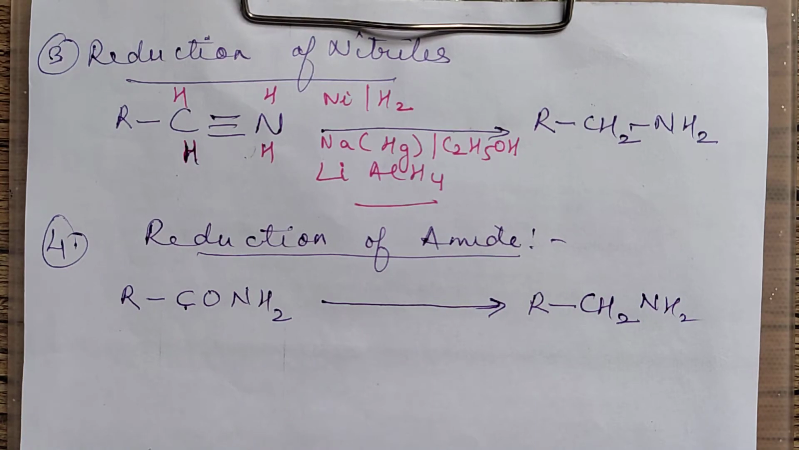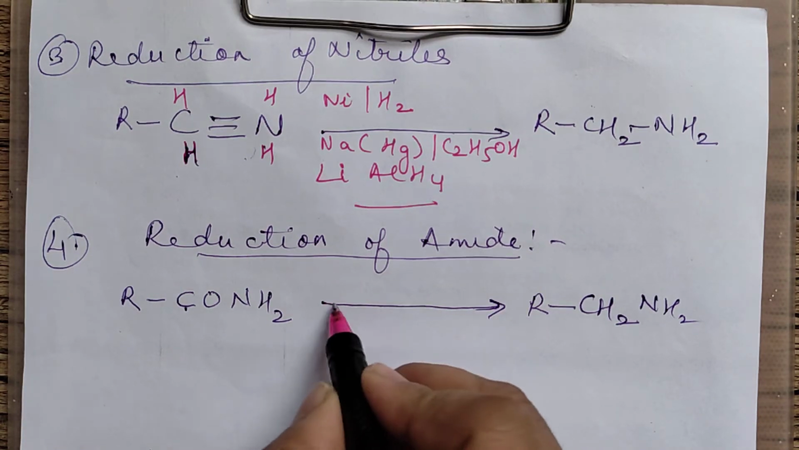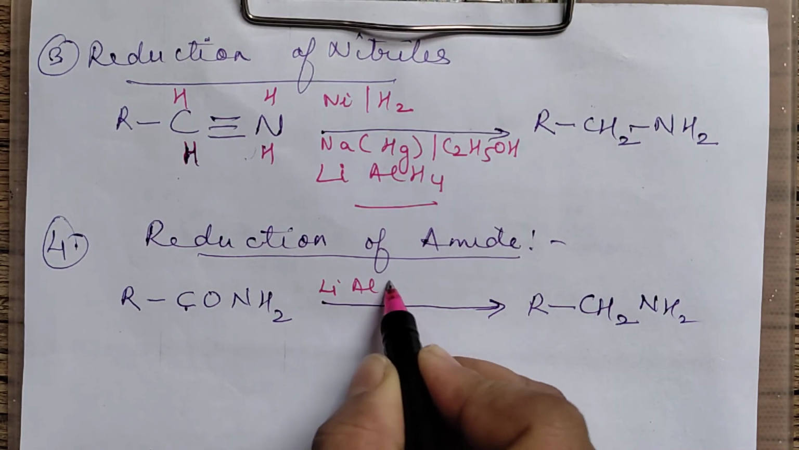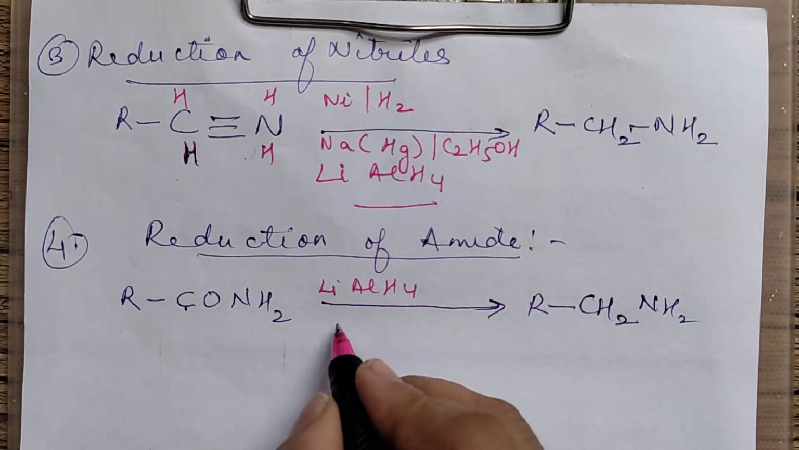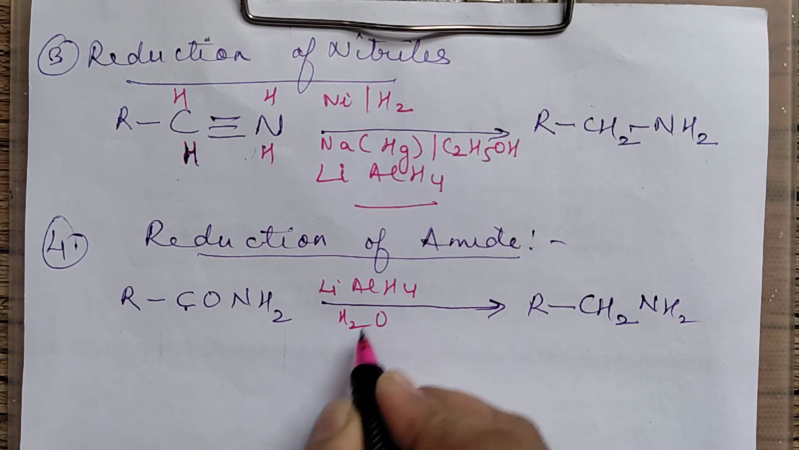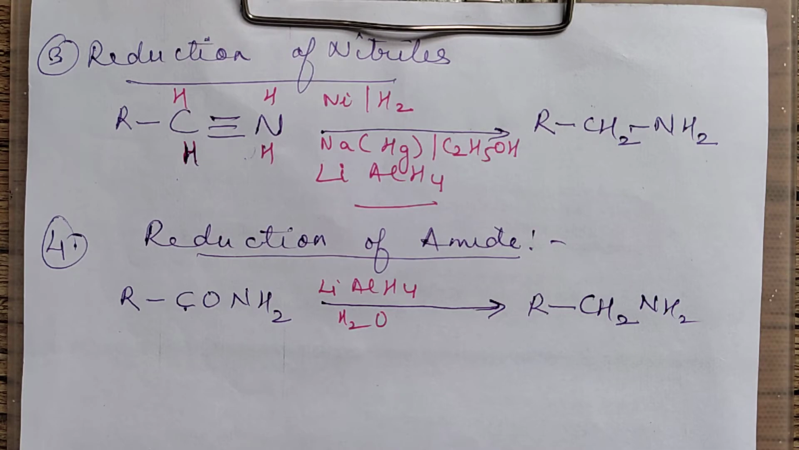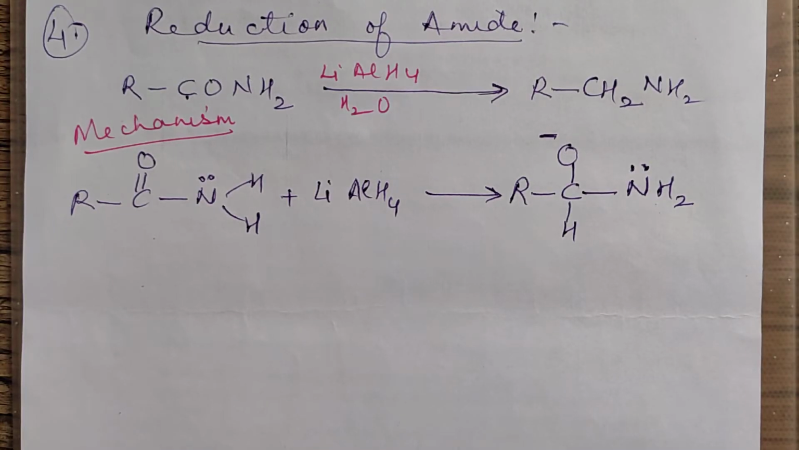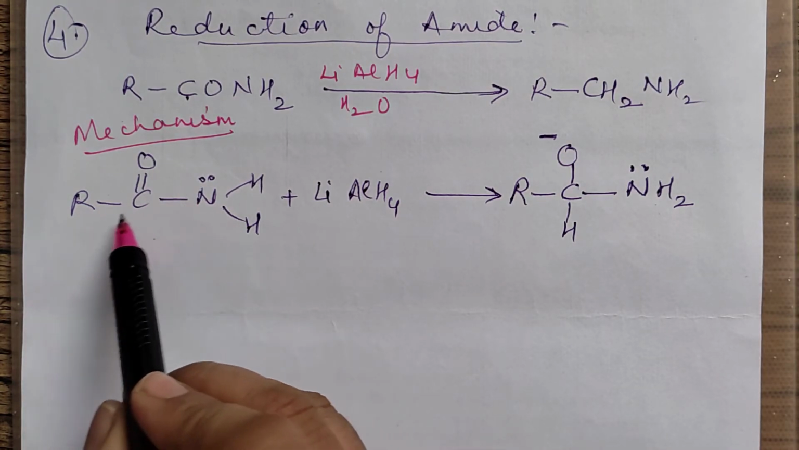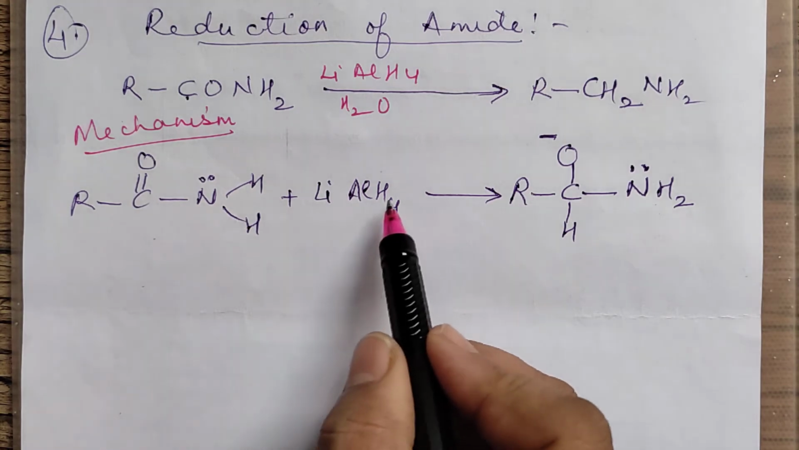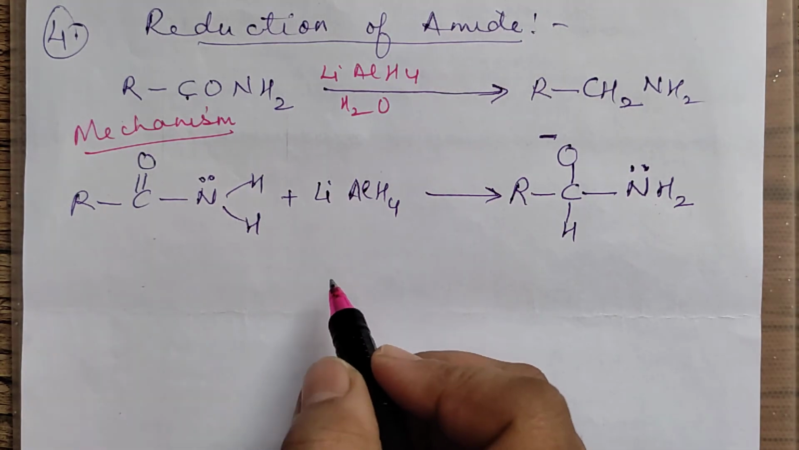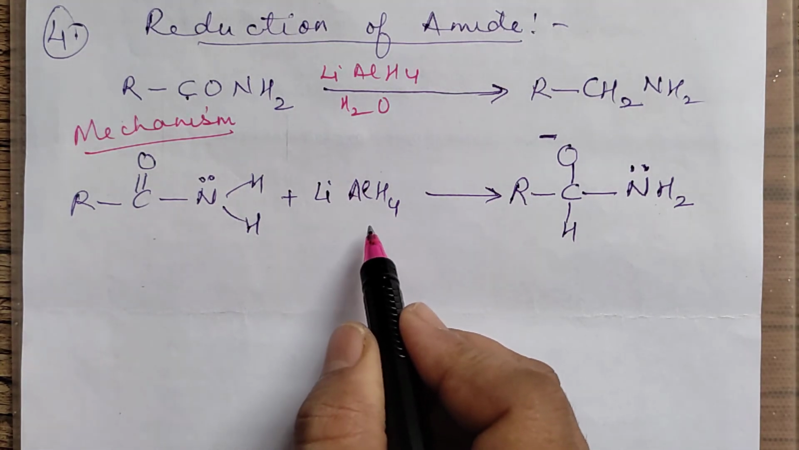And what is the reducing agent you use in this case? The best, most effective reducing agent is LiAlH4, and thereby hydrolysis will be required. Now for this one, for better understanding, I will also explain the mechanism of this reaction. This is amide, RCONH2. LiAlH4 is the reducing agent we have used.